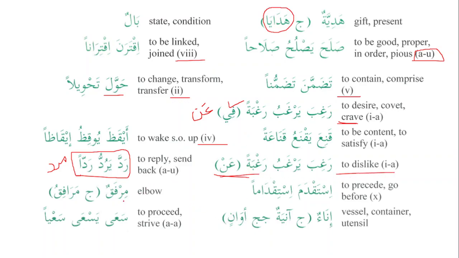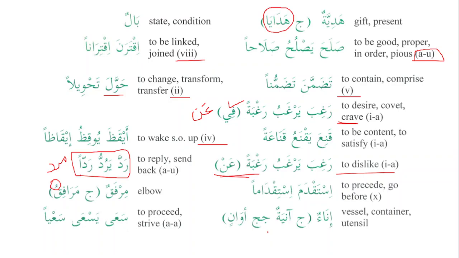Then we have mirfaq, elbow, and the plural is marafiqu. Marafiqu is mamnu min as-sarf. It is on the pattern of mafa'ilu. Istaqdama yastaqdimu istaqdaman, verb from number 10. To precede or to go before. Sa'a yas'a sa'yan, to strive. And ina'un, the plural is aniyatun wa awanin.